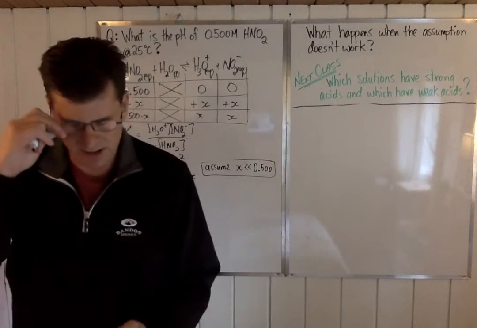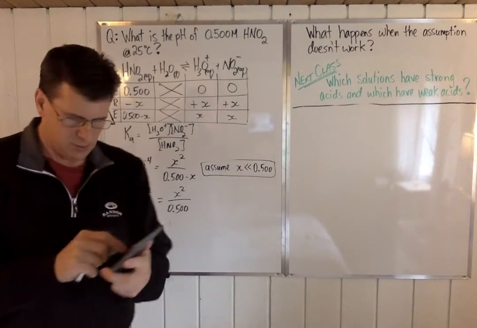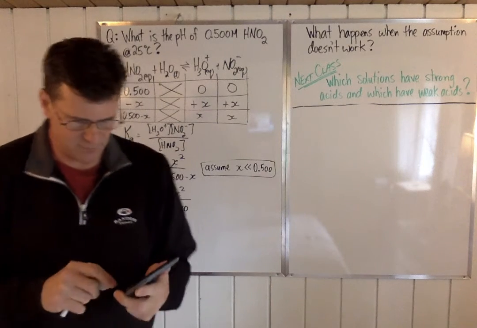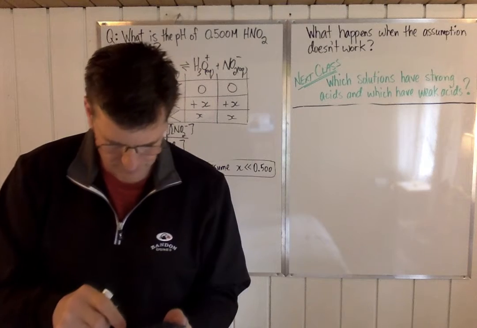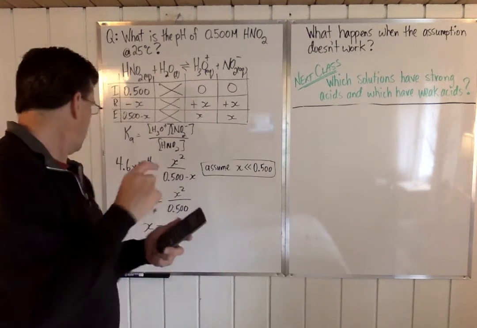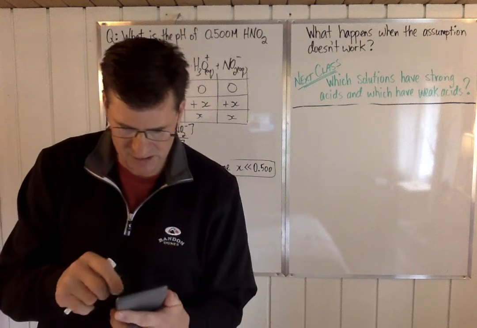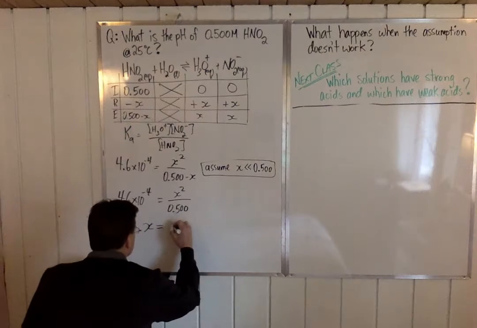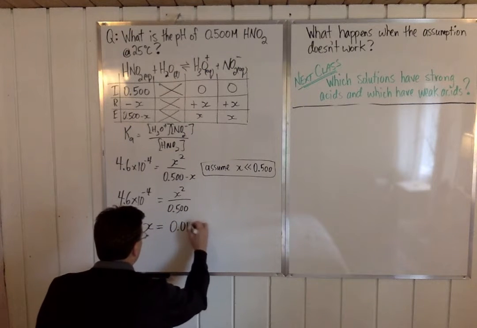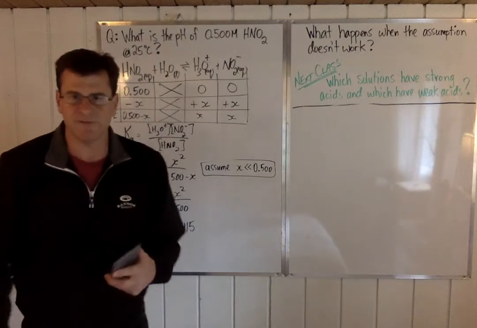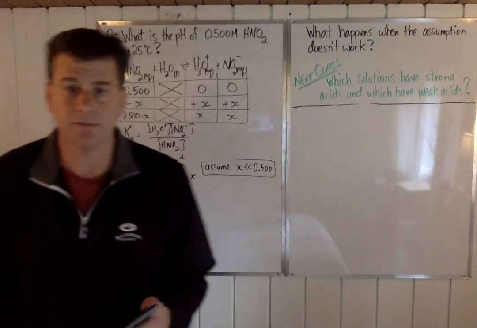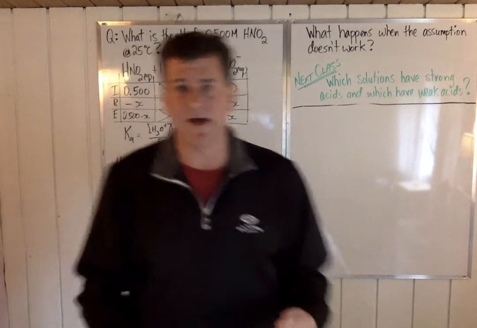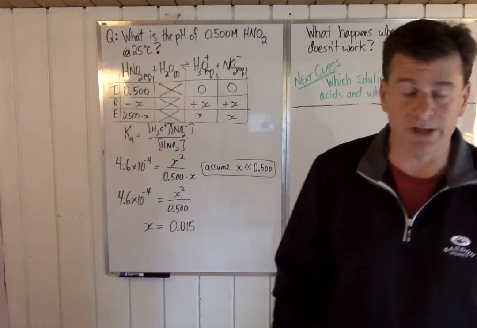So I grab my calculator, and I'm doing 4.6 times 10 to the negative 4 times 0.5 equals, and then I'm square rooting. So square root to get the x, obviously. So square root of my answer equals, and x equals 0.015, and I get 2 sig figs because of the Ka having only 2 sig figs. It's 4.6.